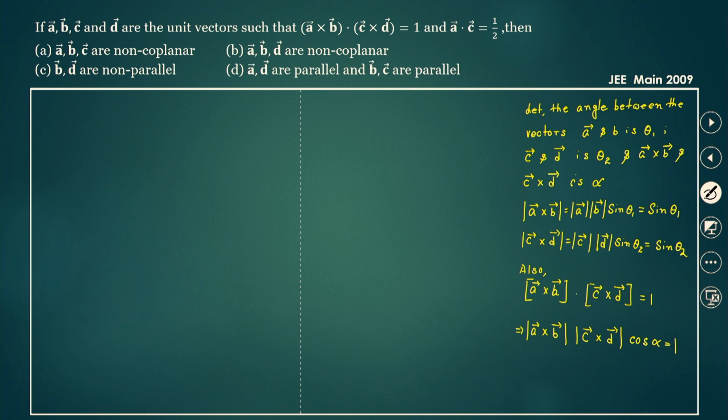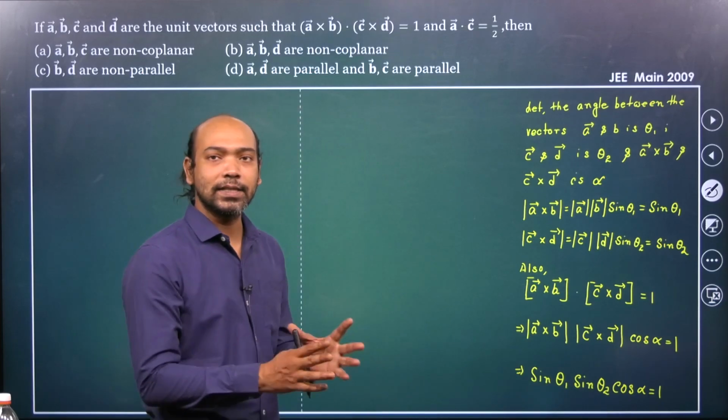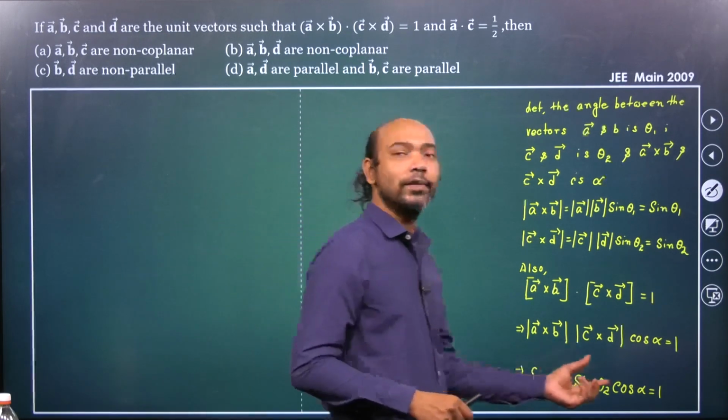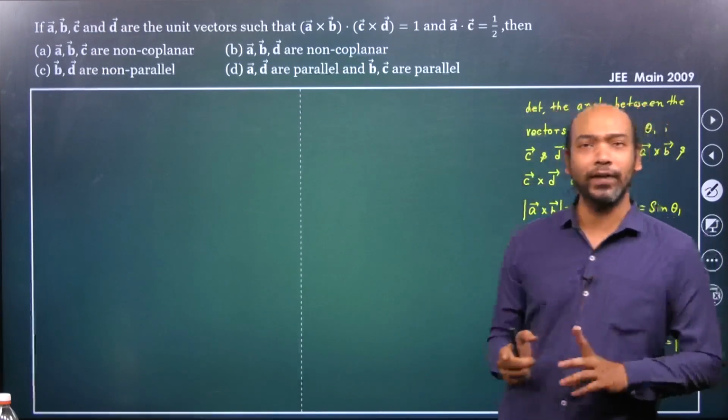We already calculated mod of A cross B and mod of C cross D. So we'll find sine theta 1, sine theta 2, cos alpha, and that's equal to 1. That's it. So this is the given info, that sine theta 1, sine theta 2 and cos alpha. Here theta 1, theta 2 and alpha are the angles between the vectors.